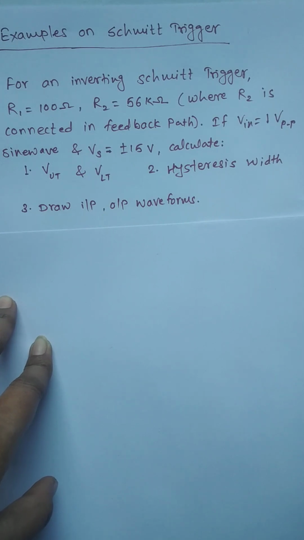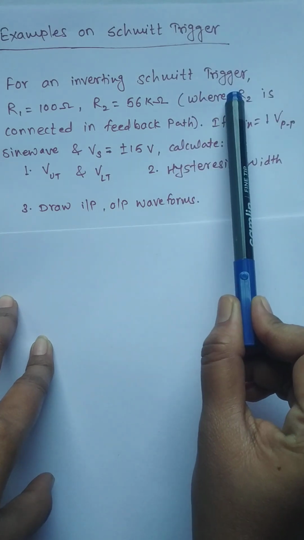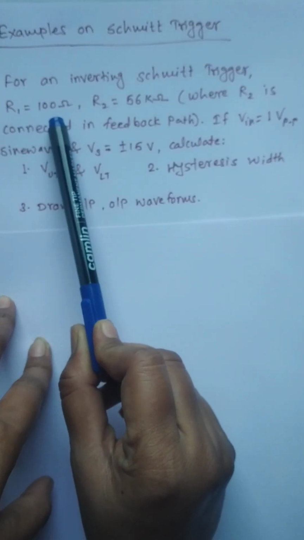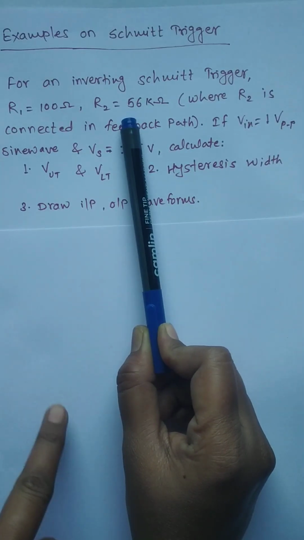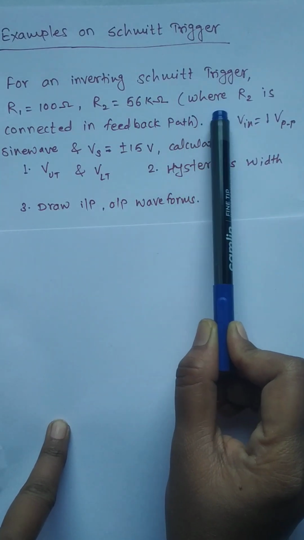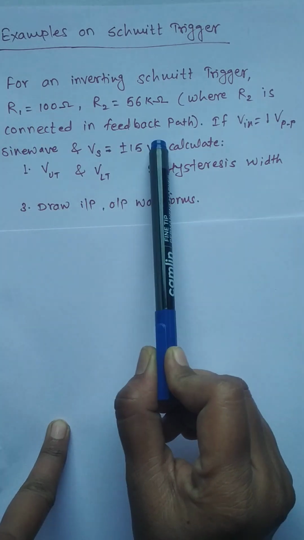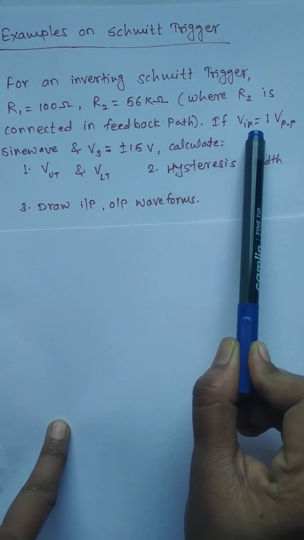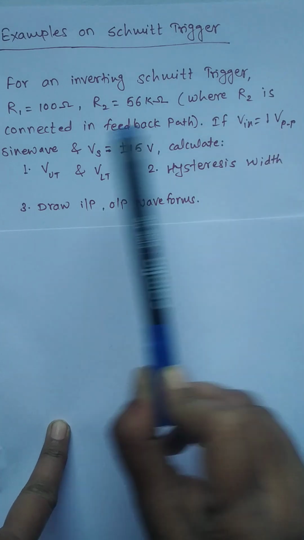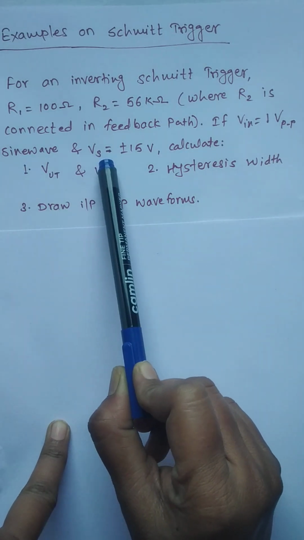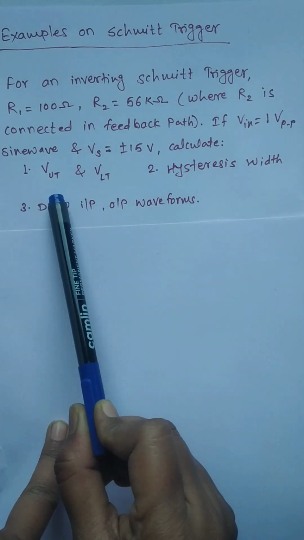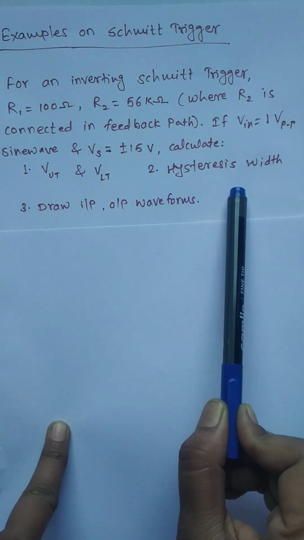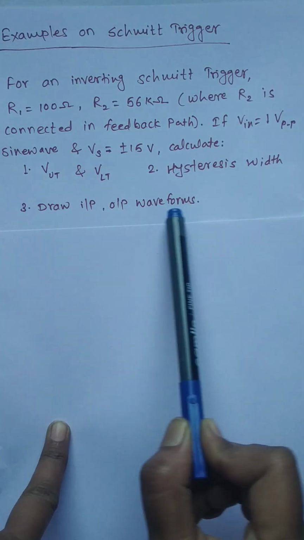The example is for an inverting Schmitt trigger. R1 value is 100 ohm, R2 is 56 kilo ohm. A special note is mentioned where R2 is connected in the feedback path. Vin is a 1 volt peak to peak sine wave and the supply voltage is plus minus 15 volt. It is asked to calculate VUT, VLT and hysteresis width, and you have to draw input and output waveforms.